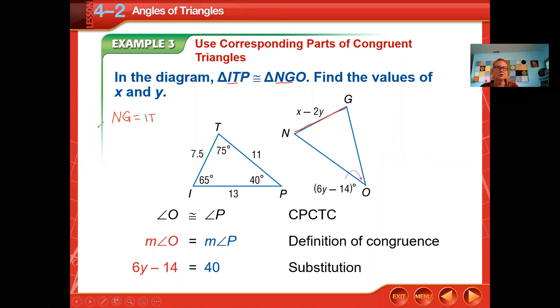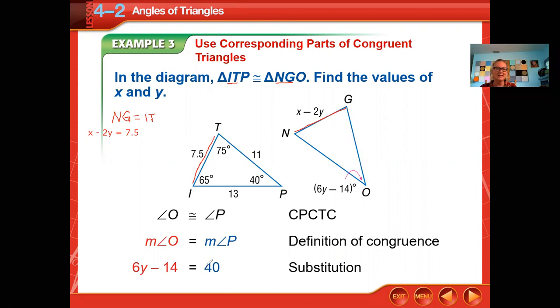And so X minus 2Y, I'll type it so it looks nicer. X minus 2Y is going to equal the length of IT, which is given as 7.5. Okay, because going back to my drawing tool, NG and IT were the first two letters, and IT is this side. So that's how you know to use the 7.5 and not like the 75 or the 65. That's a way that people mess up.